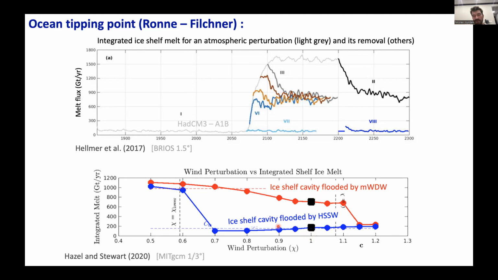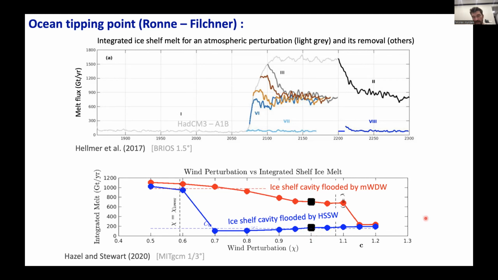And if you have a wind perturbation, it will also remain the same way until it reaches a warm state if the wind perturbation is strong enough. And in the case where you reach a warm state, if you revert the forcing, you can actually go back to a state that is different even for the same atmospheric forcing.